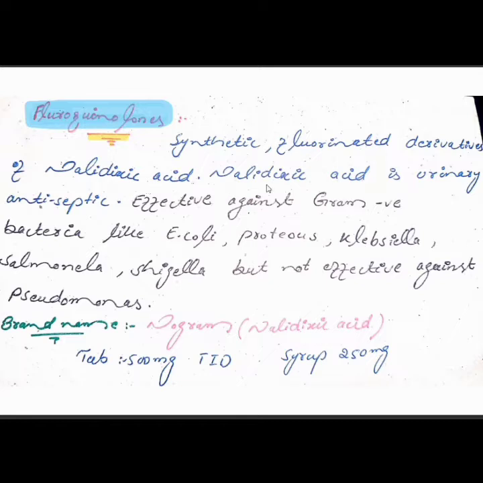So what is nalidixic acid? Actually, nalidixic acid is a urinary antiseptic. It means that it is used to treat various urinary tract infections. It is effective against gram-negative bacteria like E. coli, Proteus, Klebsiella, Salmonella, Shigella, but unfortunately, it is not effective against Pseudomonas. These are all gram-negative bacteria and they cause urinary tract infection. Pseudomonas also causes urinary tract infection, pulmonary infections, soft tissue infections, and bone and joint infections.